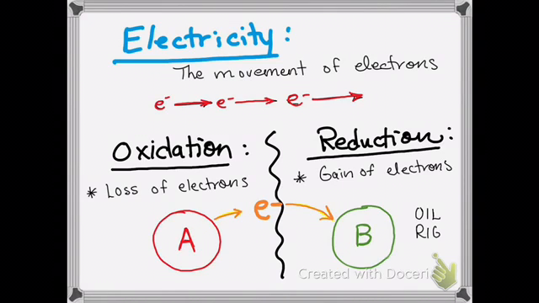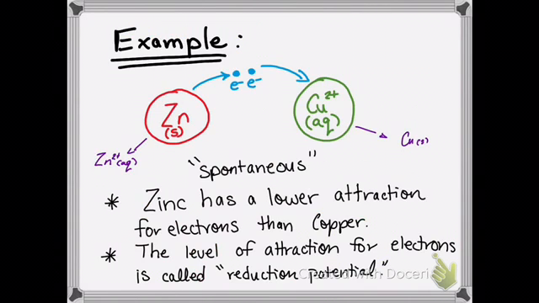Because oxidation always occurs with reduction, these happen in pairs. Typically what we want to see in a chemical reaction is one metal, we'll call it metal A, losing the electron, and then a different metal, metal B, being able to pick up that electron. So you can't have one without the other.